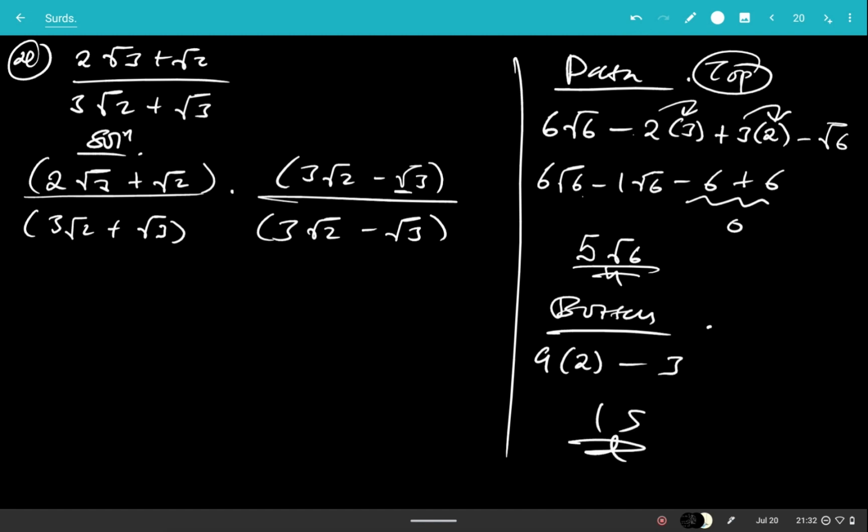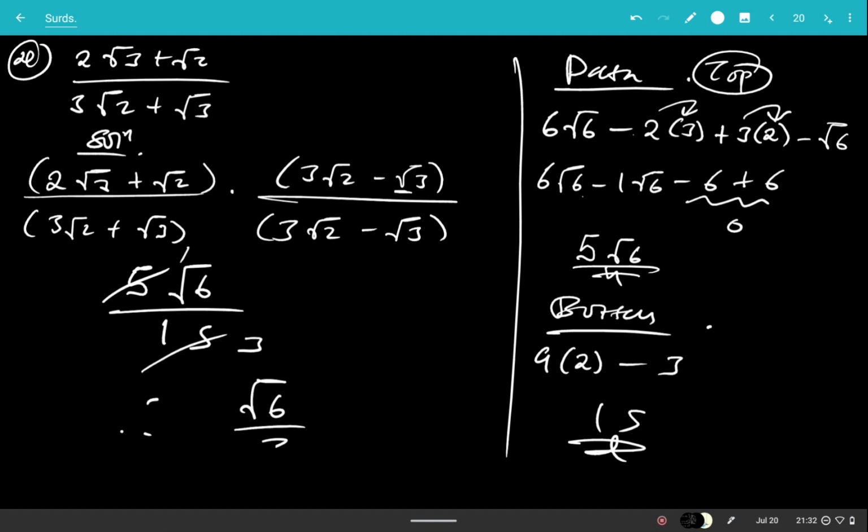So if I pull this data and take it this side, I'll be having 5 root 6 over 15. So I can reduce this: 5 there 1, 5 there 3. Therefore, I'll get root 6 over 3 as my final answer. So basically, that's what you have to do. It's literally the same procedure over and over again. So you could have a plus or a minus. Nonetheless, we still do the same thing.